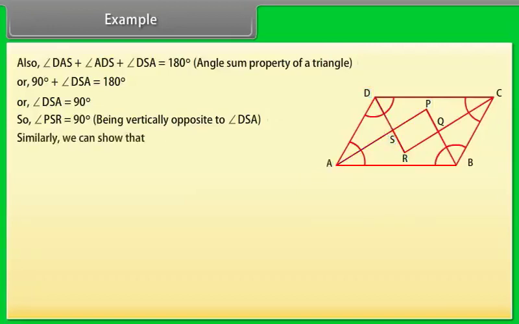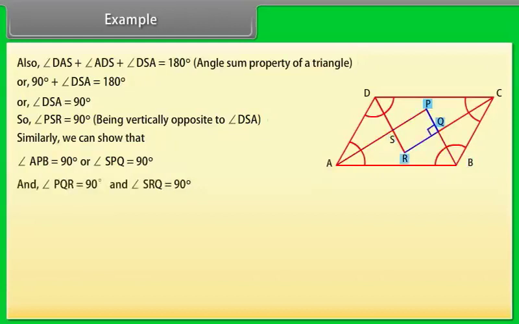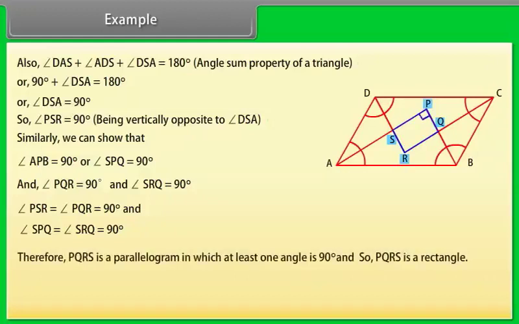Similarly, we can show that angle APB is equal to 90 degrees, or angle SPQ is equal to 90 degrees, and angle PQR is equal to 90 degrees, and angle SRQ is equal to 90 degrees. We can see here that angle PSR is equal to angle PQR, which equals 90 degrees, and angle SPQ is equal to angle SRQ, as 90 degrees. Therefore, PQRS is a parallelogram in which at least one angle is 90 degrees, and so PQRS is a rectangle.